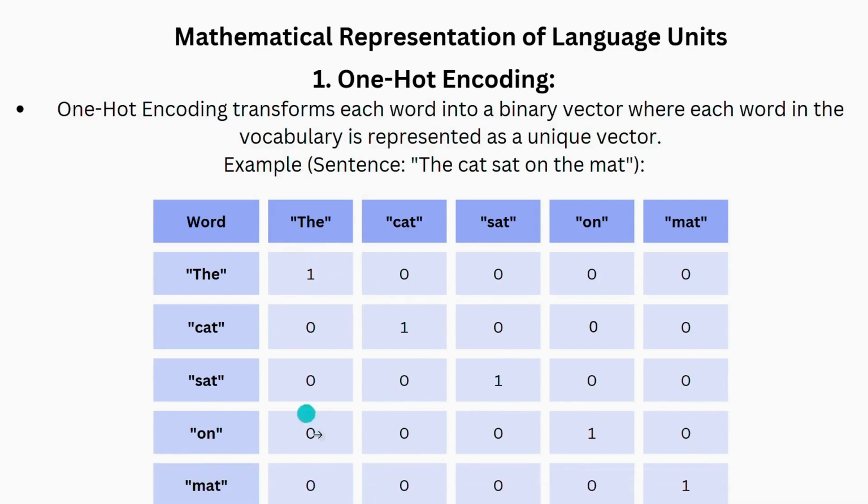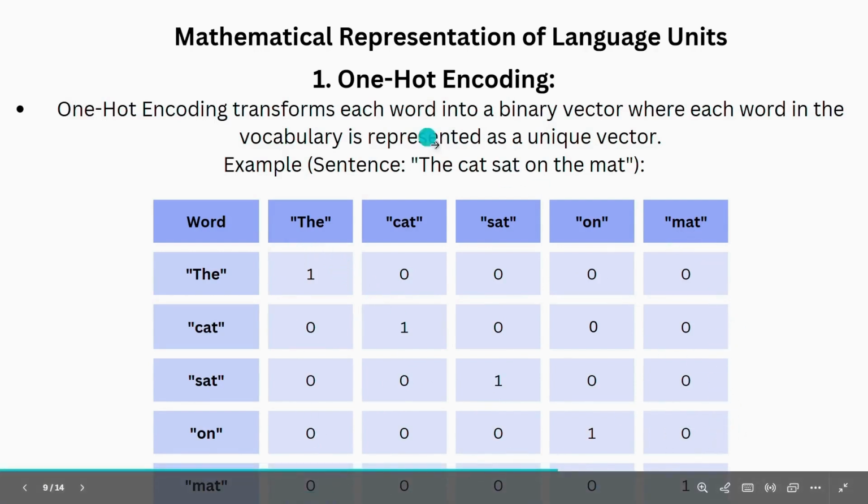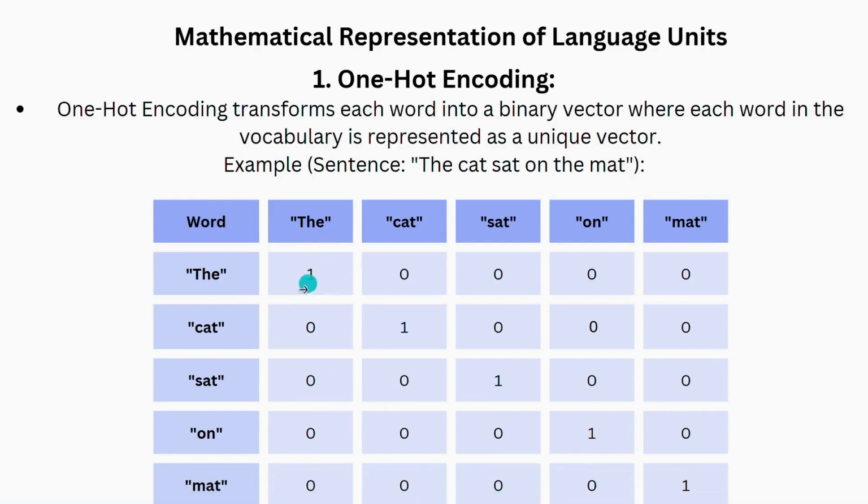So by using this matrix we can retrieve this statement. Here we put 1, and here 0, so there is no such character or word. Next, cat.